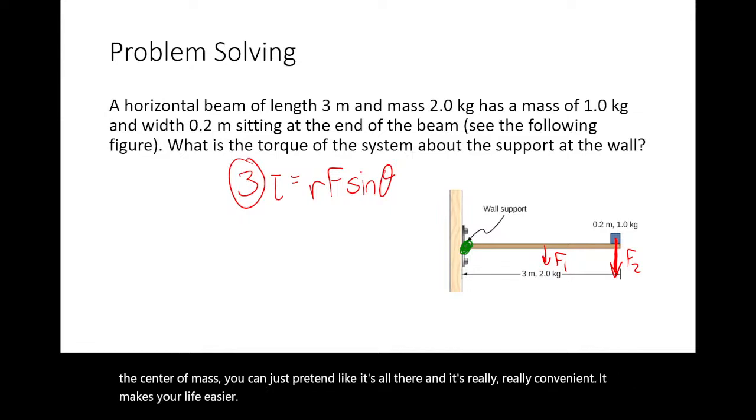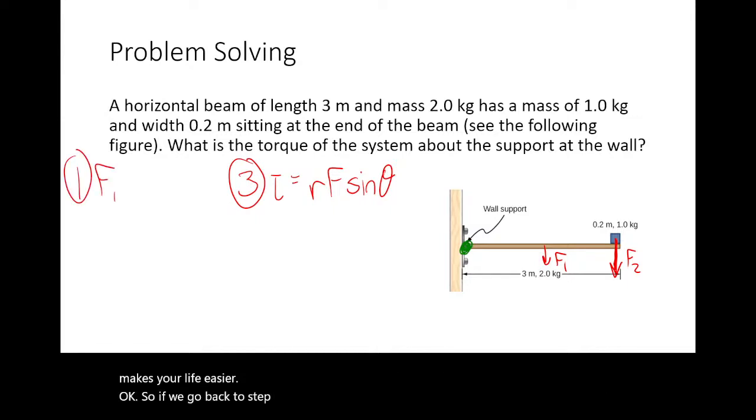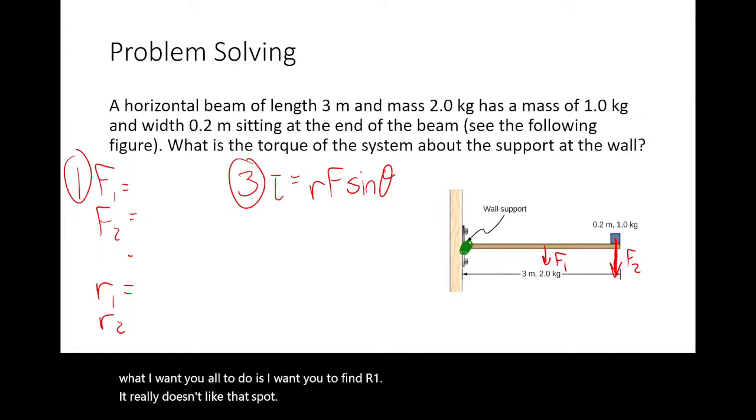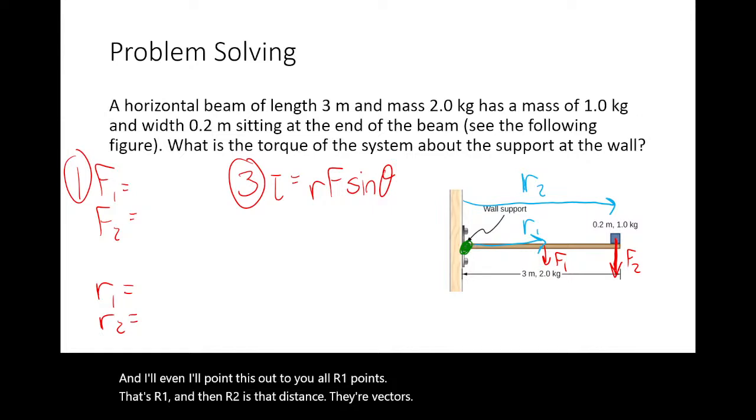Okay. So, if we go back to step 1, you all can find F1 and F2. We know we're finding torque. So what I want you all to do is find R1. And I'll even point this out to y'all. R1 points, that's R1. And then R2 is that distance. They're vectors. Find the values of F1, F2, R1, R2. And, at this point, what is the torque?